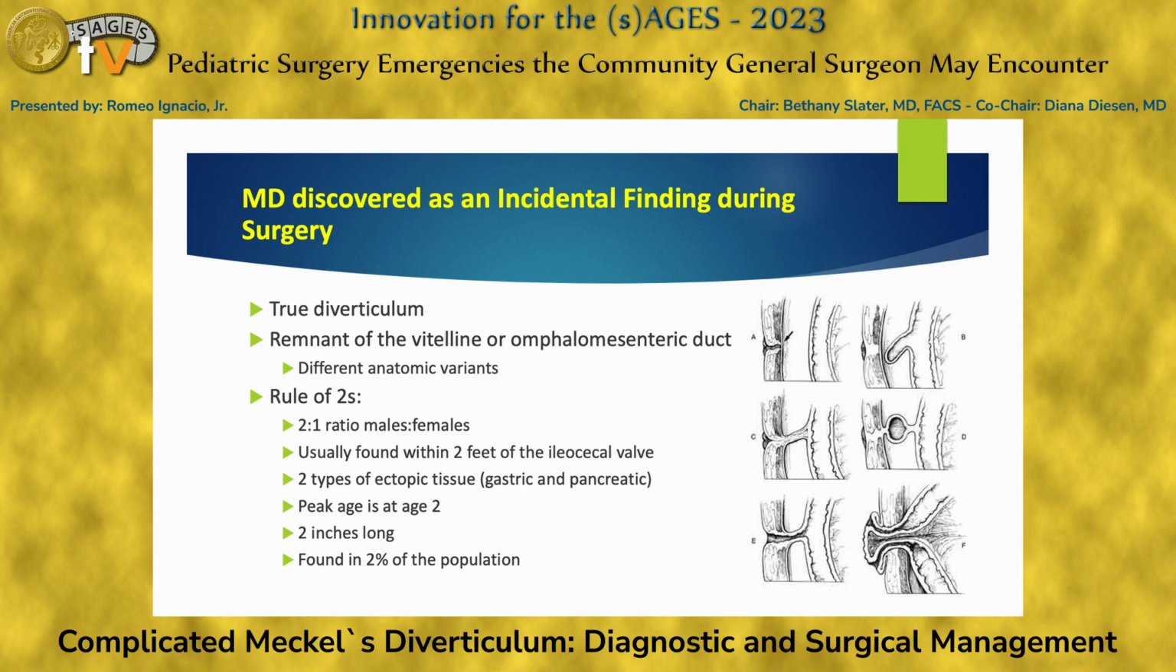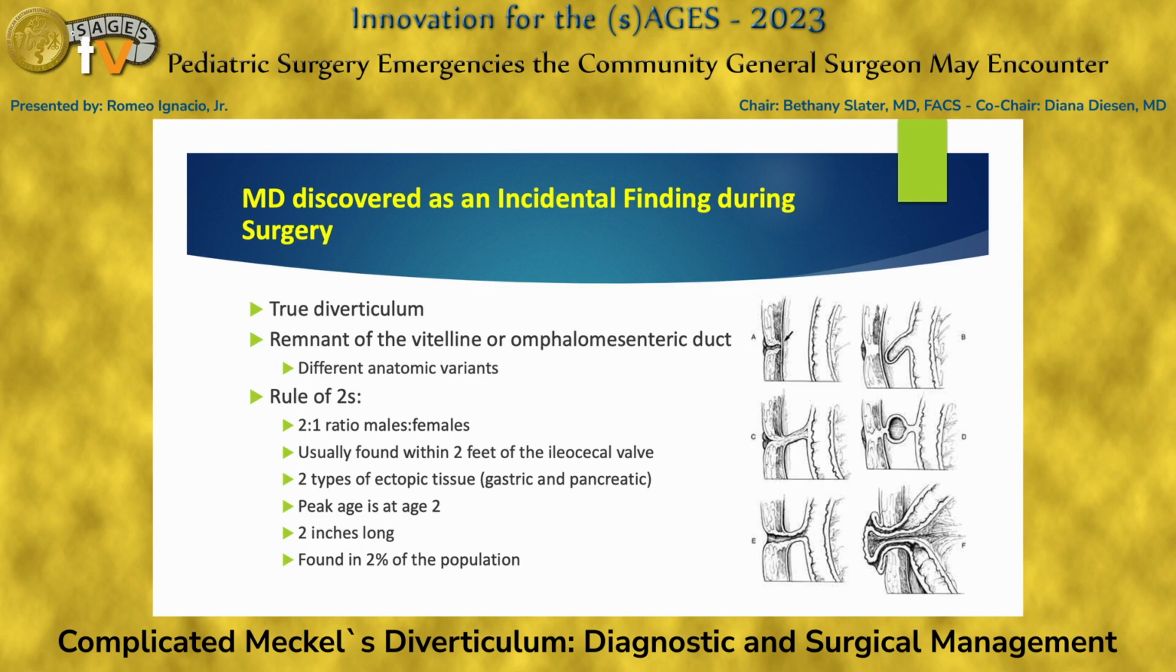So Meckel's diverticulum is a true diverticulum, meaning it has all three layers. If you look at the depiction on the right here, a Meckel's diverticulum is a blind tubular structure, but it's not always that way because there are many variants. You can have an umbilical attachment to the Meckel's, which could be a source of volvulus or obstruction. It can also be a sinus tract or a cyst. So there are different variants of the omphalomesenteric duct, and Meckel's is only one part of that spectrum.